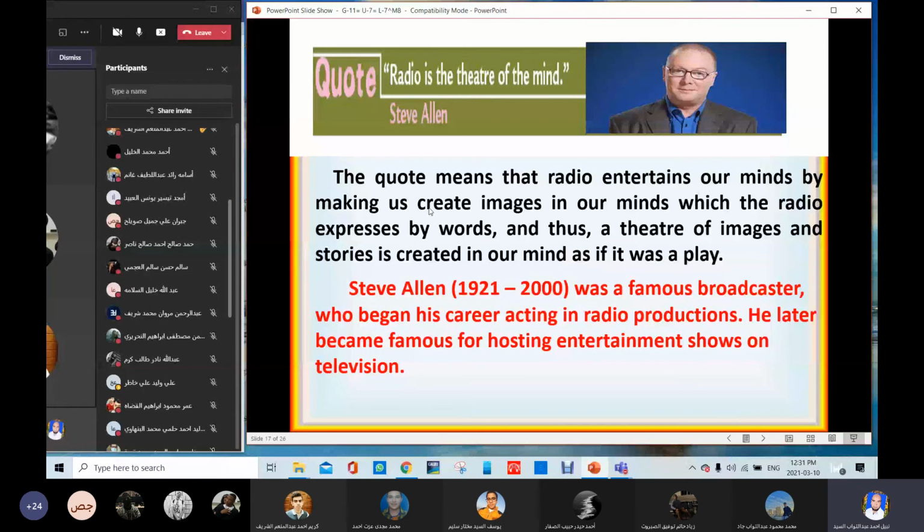So the radio helps us to create images in our minds, which is the radio expressed by words. And thus, a theater of images and stories is created in our mind as if it was a play, as if it was a movie, a film.